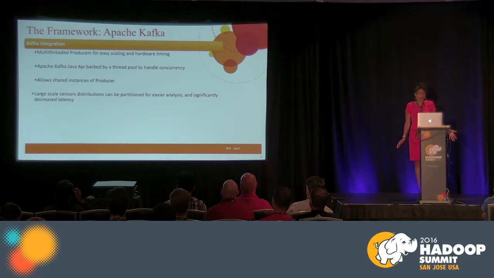So some of the things that were a little bit different in my implementation from what I saw in the standard implementations were multi-threading the producers, and then I scaled it to the hardware time. In a lot of the implementations that I saw, the producers were not multi-threaded, and I believe Kafka is backed by a thread pool in Java, at least in the Java API.